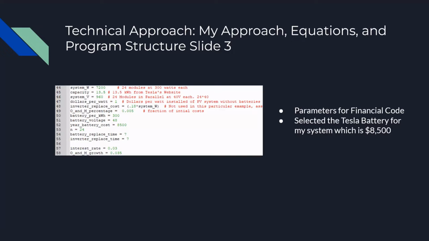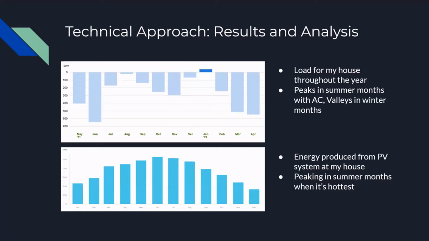Also, I selected a Tesla battery for my system, which is $8,500, which is more of a premium battery than the one at my house. Here's the data from my house for comparison.